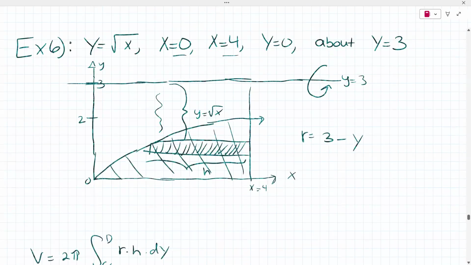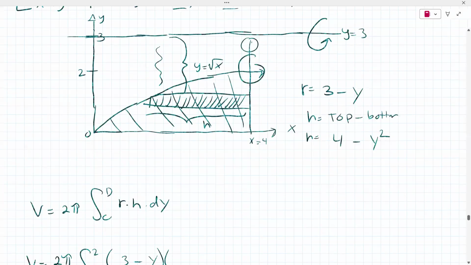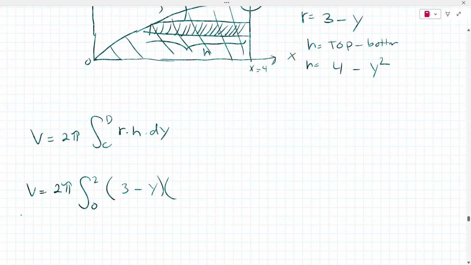And then what's the height? If our distance is like this, that means our height is going to be top minus bottom. So what's our top? It is 4, I believe, right? The top would be 4. So if you look at this section here, the top is this vertical line, which is 4 minus the square root graph, but in terms of y, it would be y squared, dy.